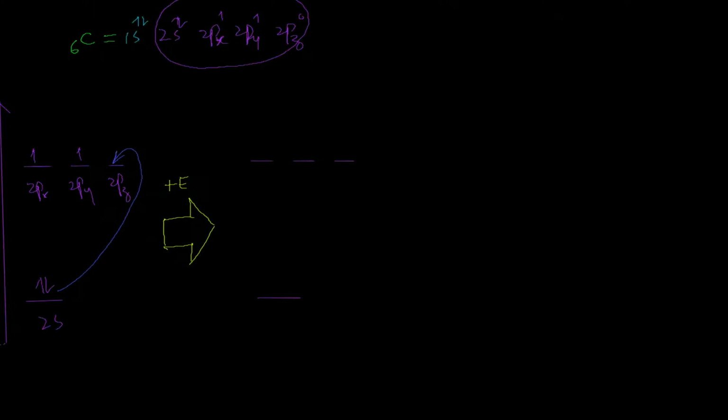The electronic configuration now will be one electron here and one electron in each of the p orbitals: 2s, 2px, 2py, 2pz. So now we have four electrons available, and we want four electrons in order to make four covalent bonds for carbon. So now it seems that carbon is ready to make four bonds.